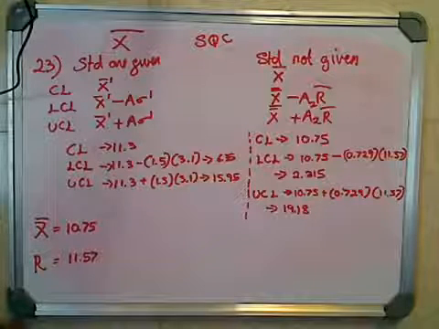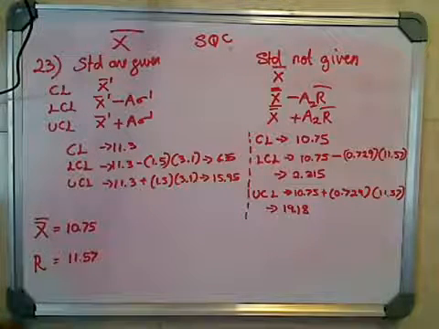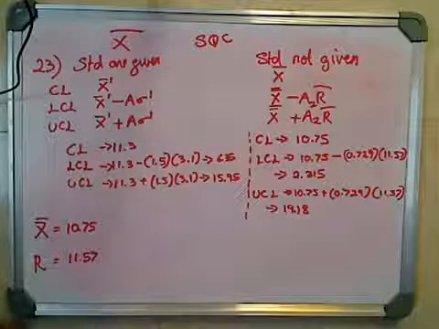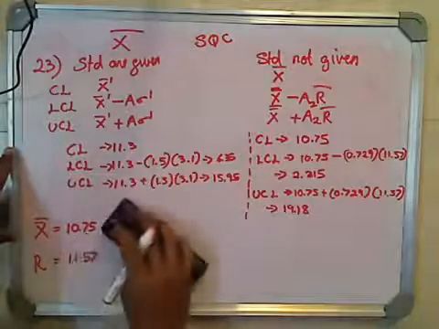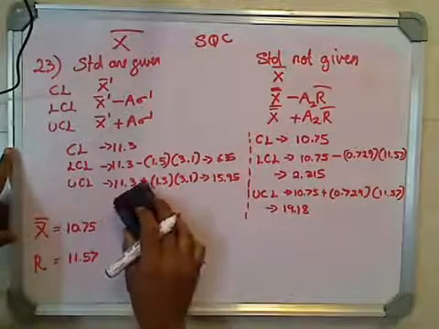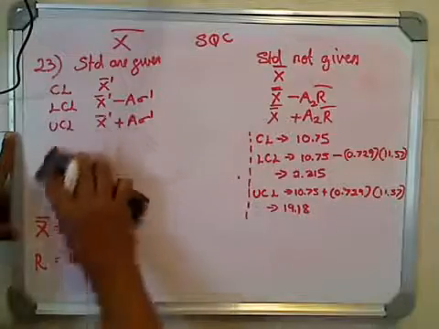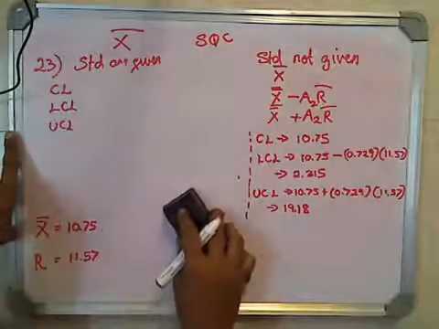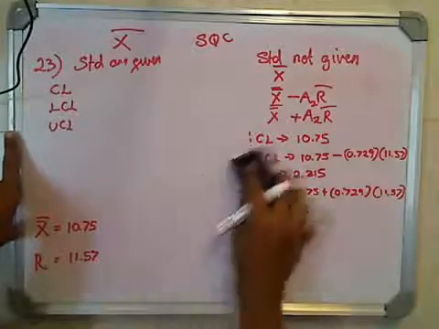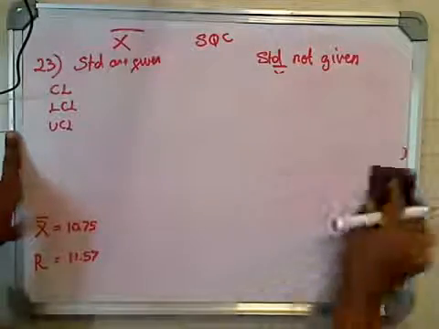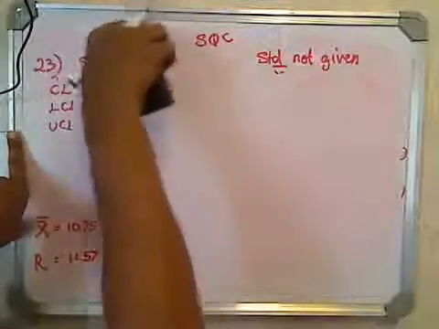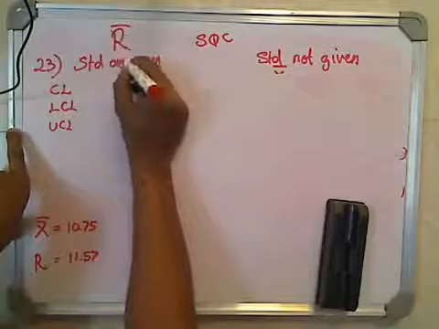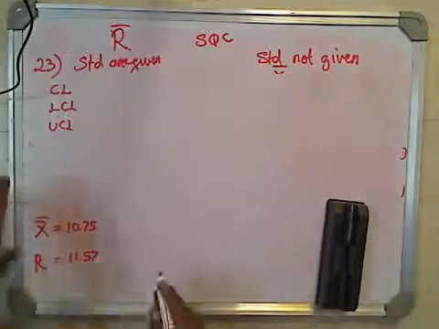Now the similar thing is what you need to do when it comes to finding the values for the R chart. Let's look at the R chart. The formulas are different here, so let's go through them quickly. In the R chart as well, you need to look at cases where the standards are given and where the standards are not given.